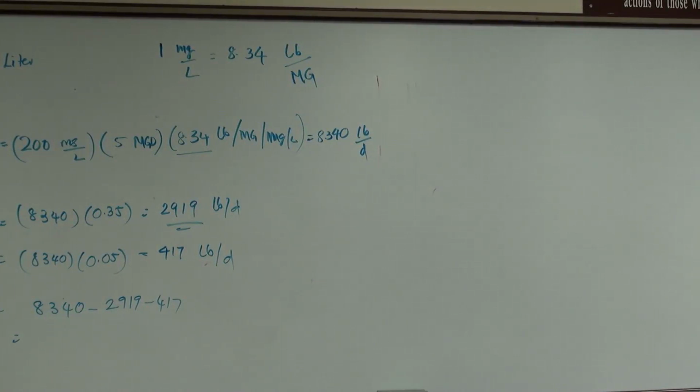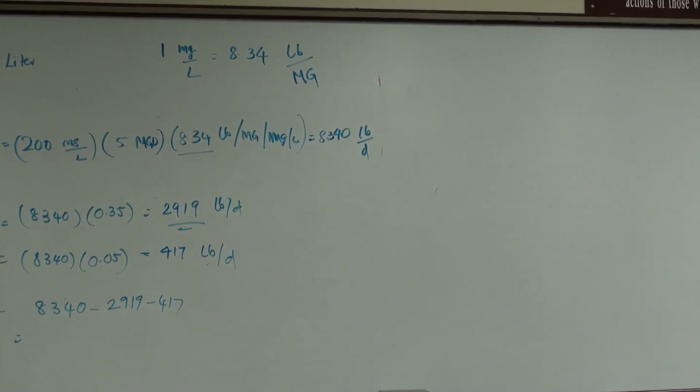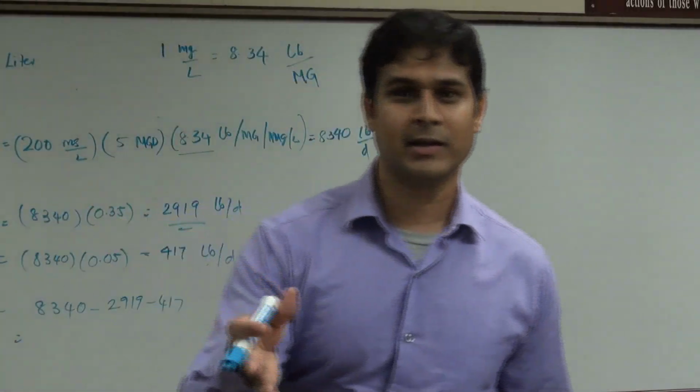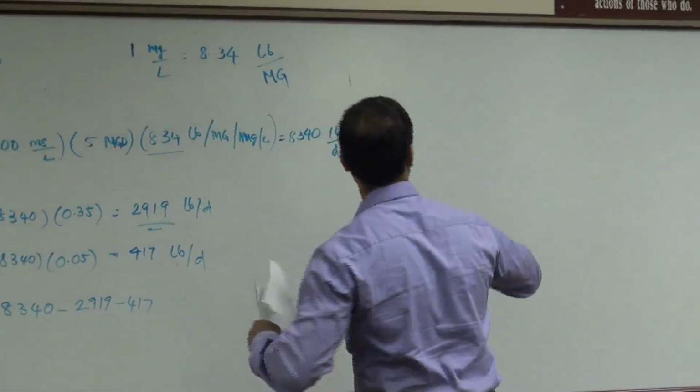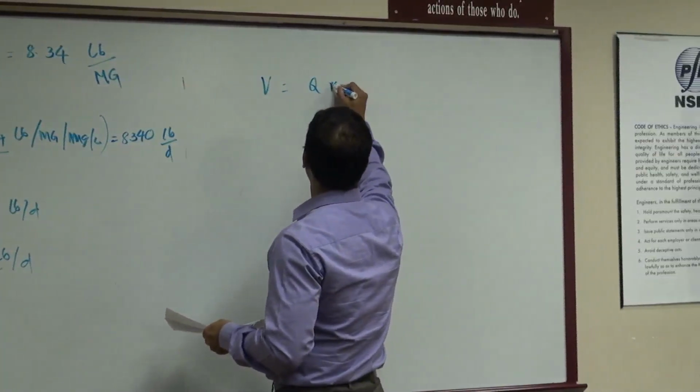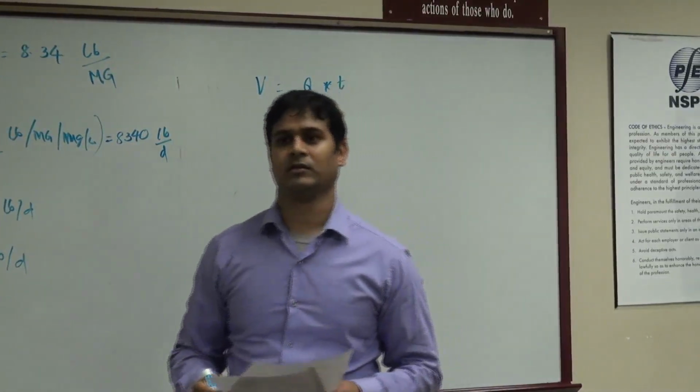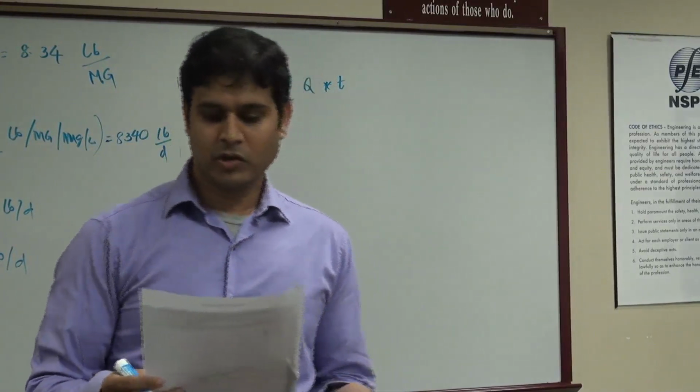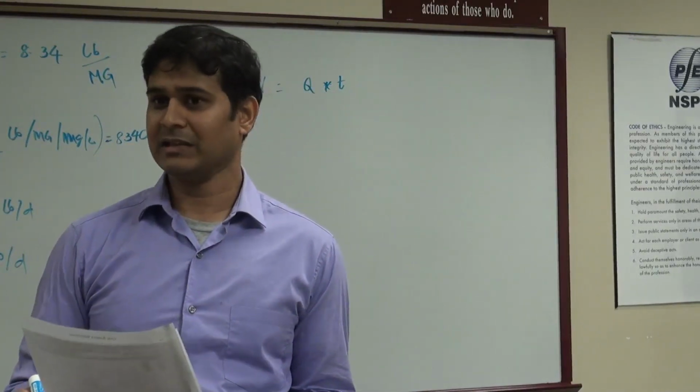So the aeration basin volume is most nearly... What information do we need? We need to calculate volume. The simplest way of calculating a volume would be what? Flow times time. That's right, Brent. Volume is equal to Q times T. Right? So do you have Q and do you have T in this problem?